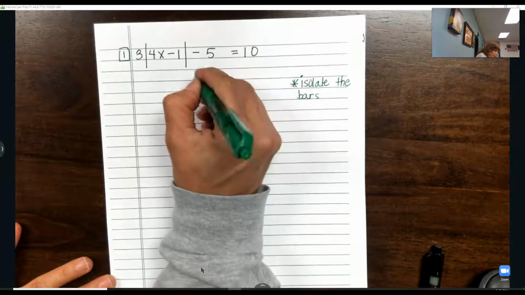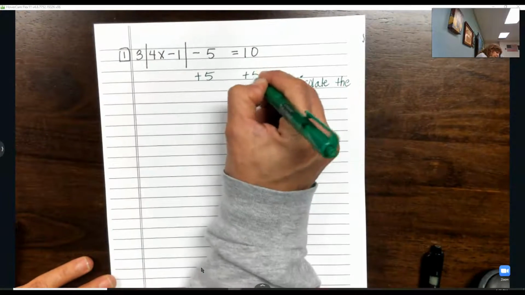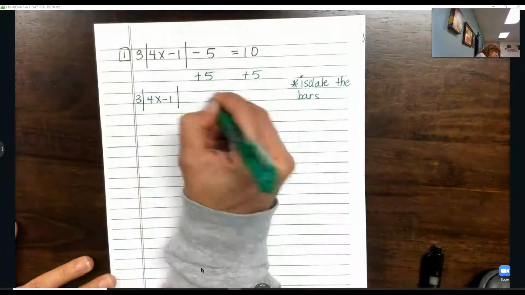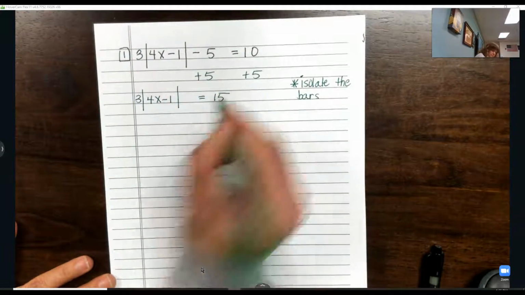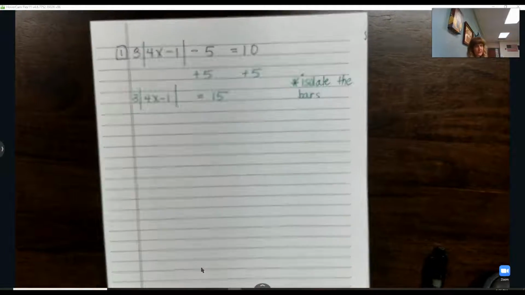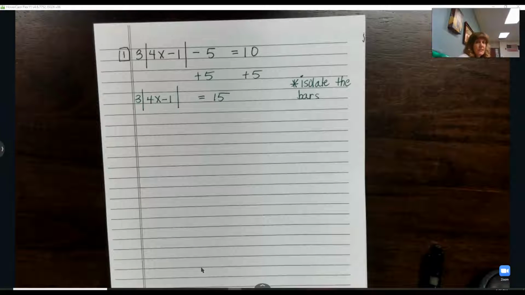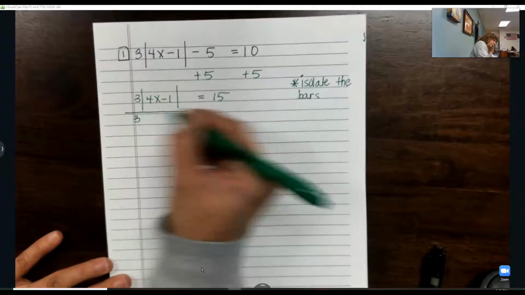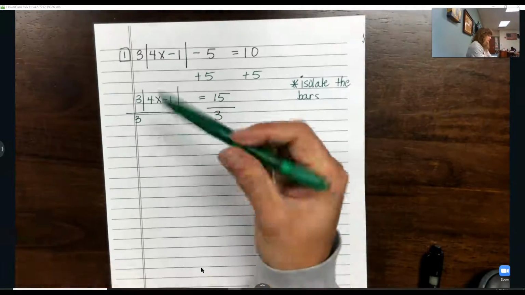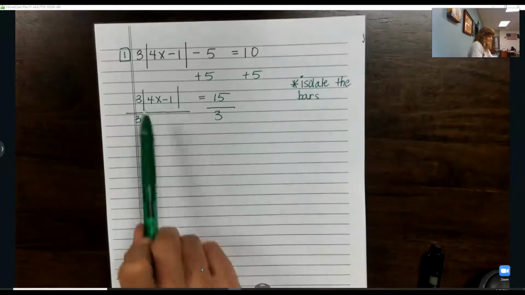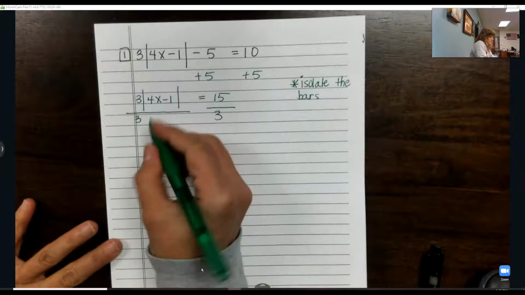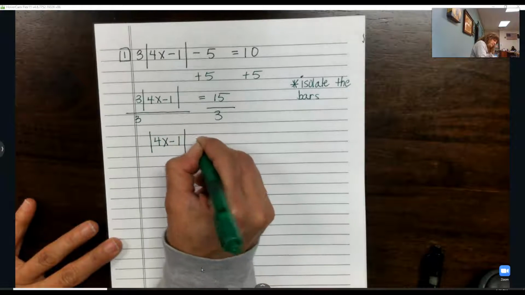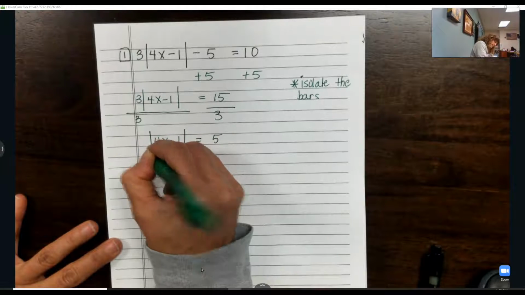Let's add 5 to both sides. Get rid of that negative 5 over there. So now we got a 15 on that side. And now what we're going to do is divide everything by a 3. So remember, these 3's cancel out because that was just one term. So we're going to have 4x minus 1 in the bars, and that's going to equal a 5.